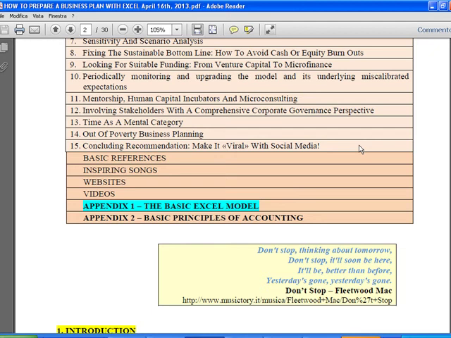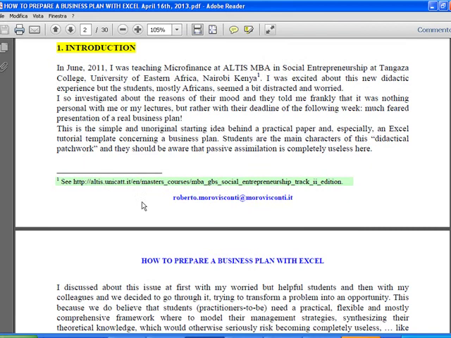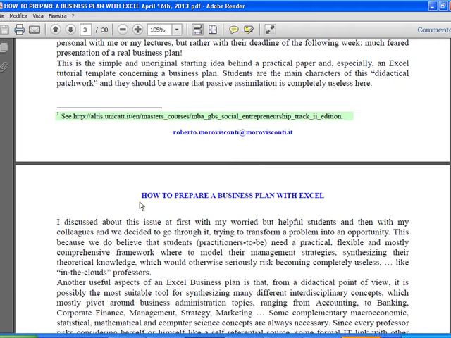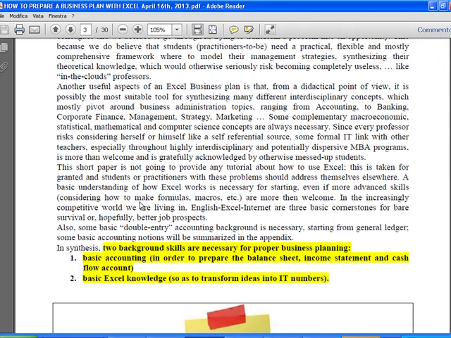The starting idea came to me in Africa, in Nairobi, while I was teaching my African students in an MBA, and we discussed a lot about how to prepare a business plan starting from scratch. It was a bit difficult task, and I got a lot of inspiration from my students. So you have to use, again, basic accounting, and then try to interact it with Excel. It is well written here.